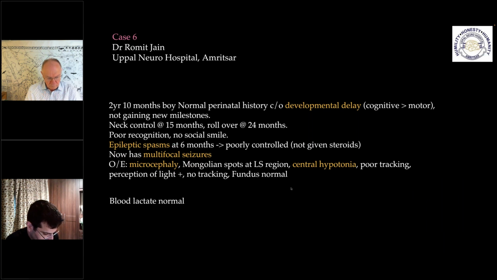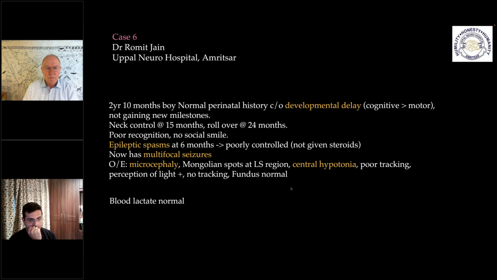Yeah. So it's a 2-year, 10-month-old boy. He had a normal perinatal history, no sentinel events. He presented with developmental delay, cognitive more than motor, and he was not gaining any new milestones. He achieved neck control at 15 months, rollover by 24 months, but has not gained any new motor milestones. He had very poor recognition, was not recognizing parents, had no social smile, so cognitively severely delayed. He had epileptic spasms at 6 months of age, which were not diagnosed properly and improperly treated. But anyhow, they stopped. And now he presented with multifocal seizures.